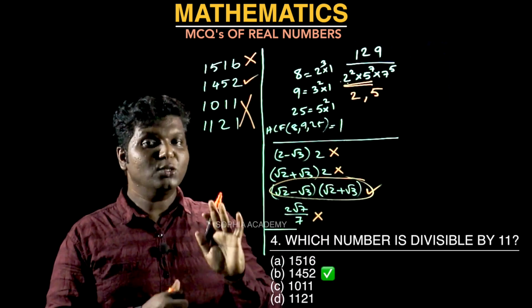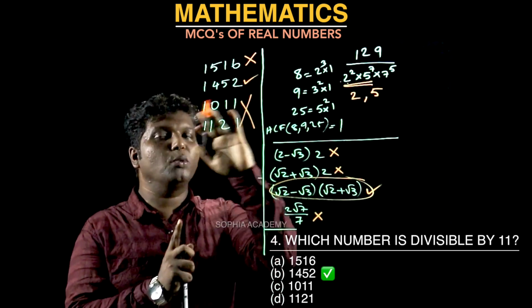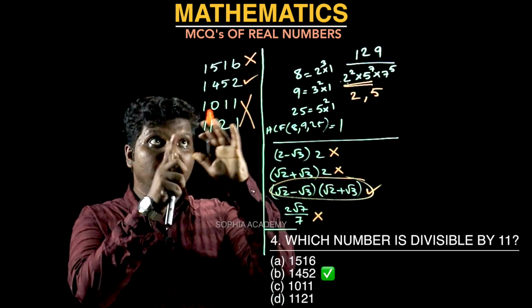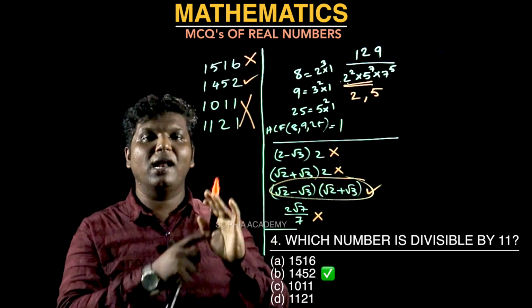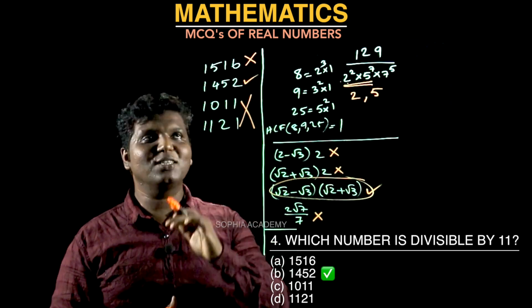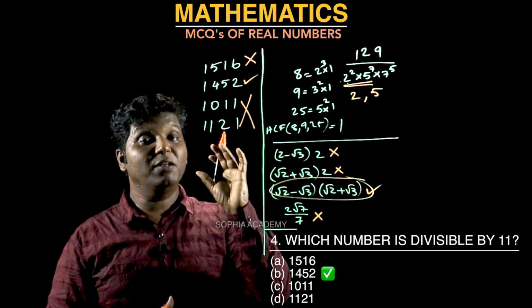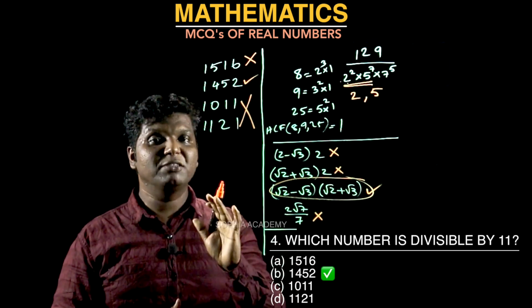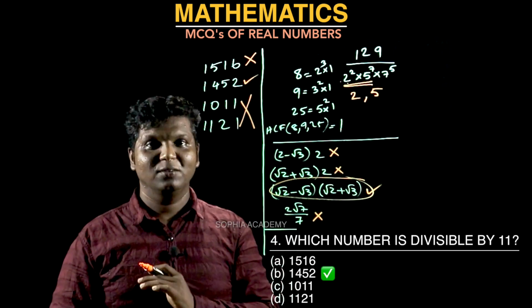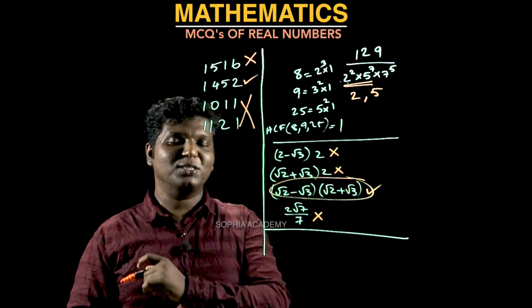Is that clear? So just by checking like this, there is no need to divide and find the answer in a long division method. Just by one glance itself, you will get the answer. So this is the way to understand whether a given particular number is divisible by 11 or not. Hope you understand. Going to the next question.